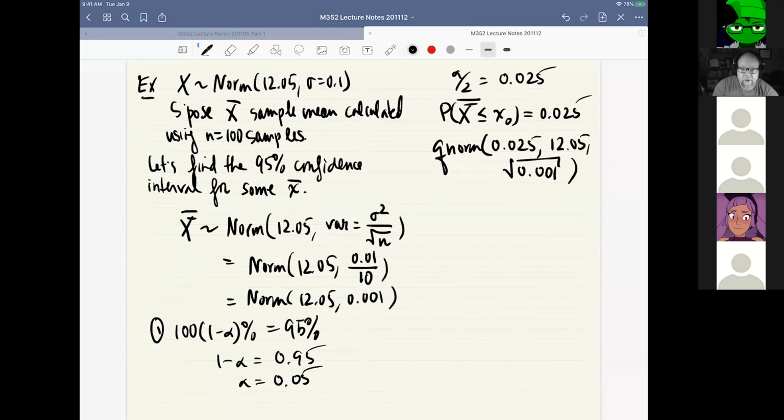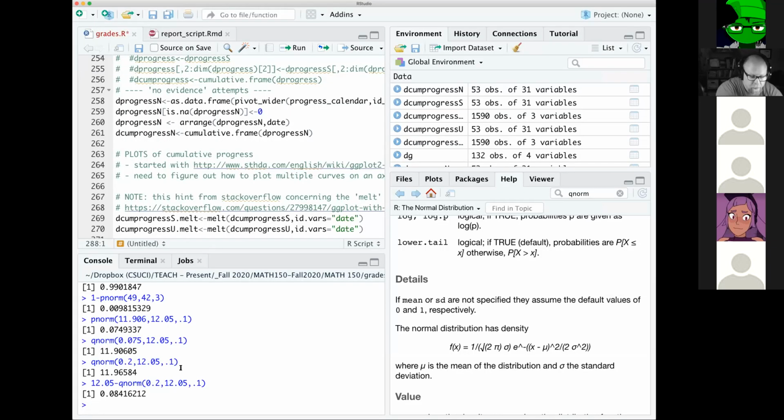So I will share my R with you. qnorm of the probability 0.025, mean is 12.05, and our standard deviation is the square root of 0.001. All right. And we get 11.98802. So the probability that our sample mean is less than 11.98802 is 0.025.